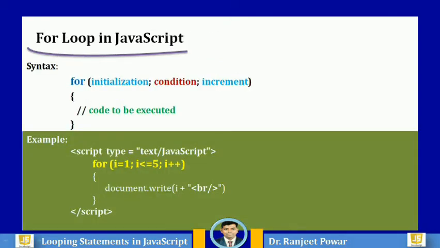The for loop repeats the block of code as long as a certain condition is met. It is typically used to execute a block of code for a certain number of times. The syntax of for loop is given here. In that, there are 3 parameters with the for loop: initialization, condition, and then increment. The parameters of the for loop statement have separate meanings, so we'll see them one by one.